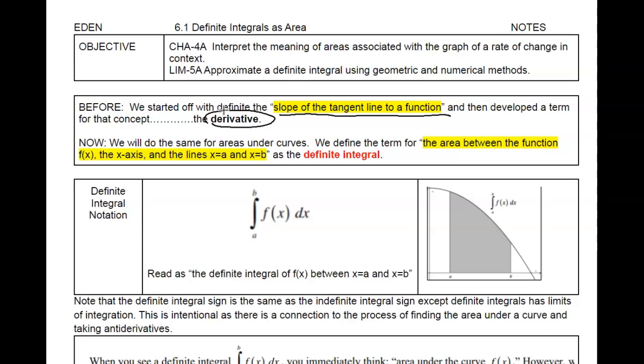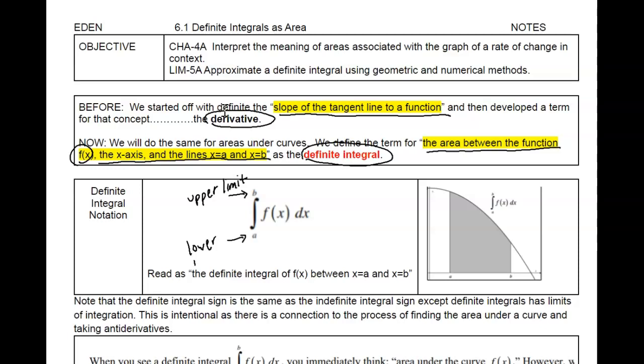So for area under a curve, we are going to define that the area between the function f of x, the x-axis, and two vertical lines like x equals a and x equals b, we're going to refer to that area as the definite integral. So typically you've seen the integral symbol next to a function. Now we're going to add what are called limits of integration. So this is the upper limit of integration and the lower limit of integration.